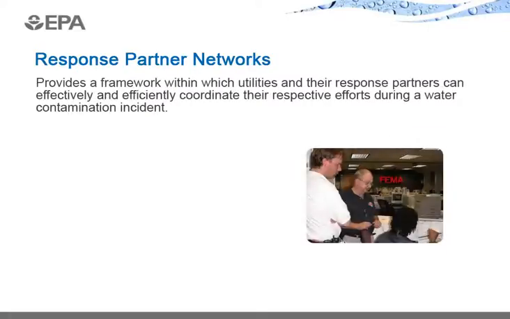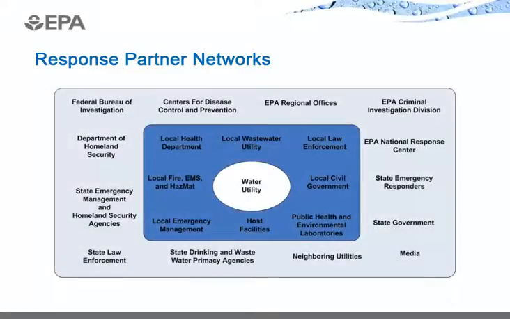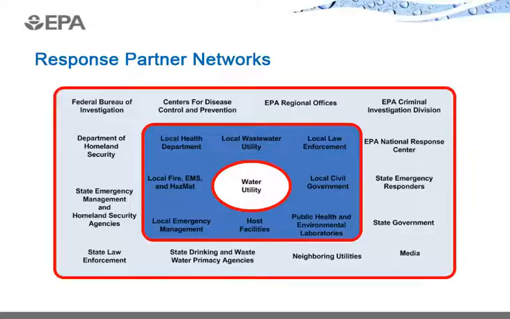The Response Partner Network's design element provides a framework within which utilities and their response partners can effectively and efficiently coordinate their respective efforts during a water contamination incident. The figure on this screen illustrates the various local, state, and federal agencies that may become involved as the investigation of a water contamination incident progresses through the contamination phases. The concentric rings of the figure reflect the manner in which a contamination incident is initially investigated by a utility and local responders before involving state, regional, and federal partners as the incident escalates or when local capabilities are overwhelmed.